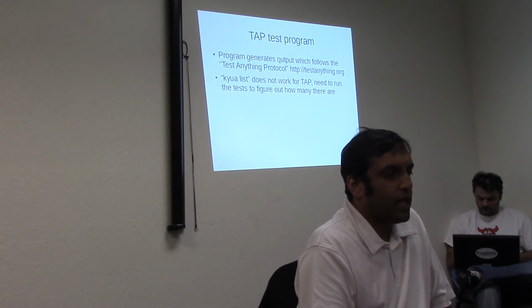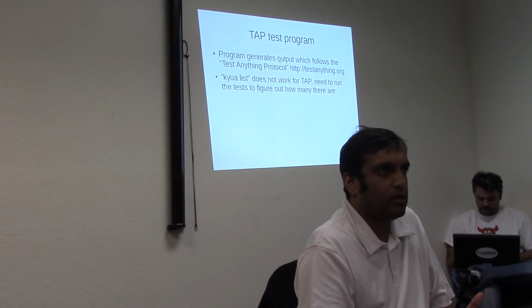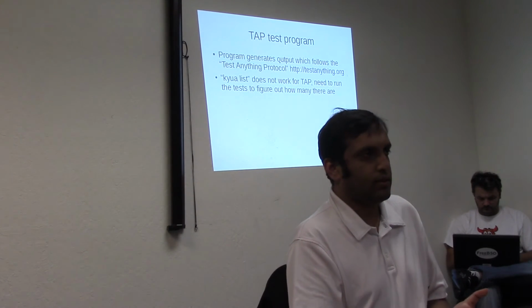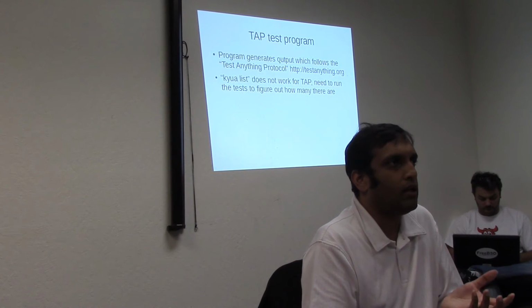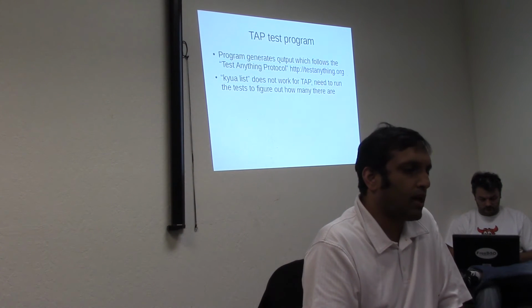The next thing, which I haven't spent any time on, is something called TAP, Test Anything Protocol. Test Anything Protocol came out of the Perl world, and basically the output of the test is important for TAP. TAP defines the output of the test. If you do Kyua list on a single TAP program, Kyua can only tell that there's a single program. It can't tell how many test cases are in the program until you run it. That's just a limitation of TAP.